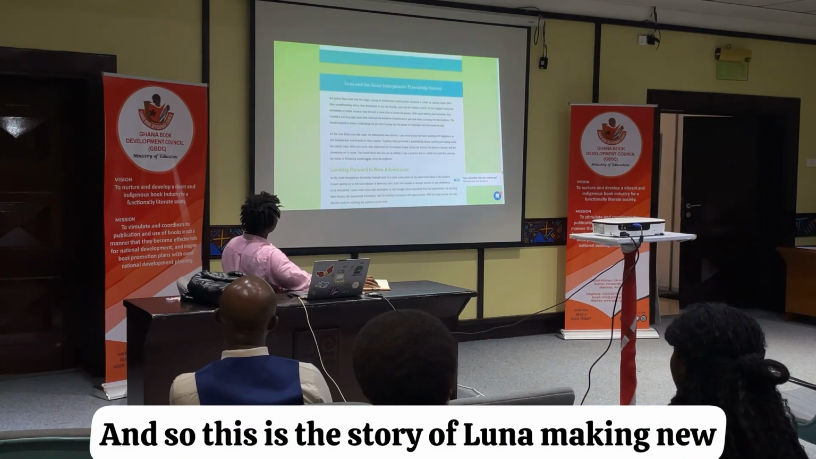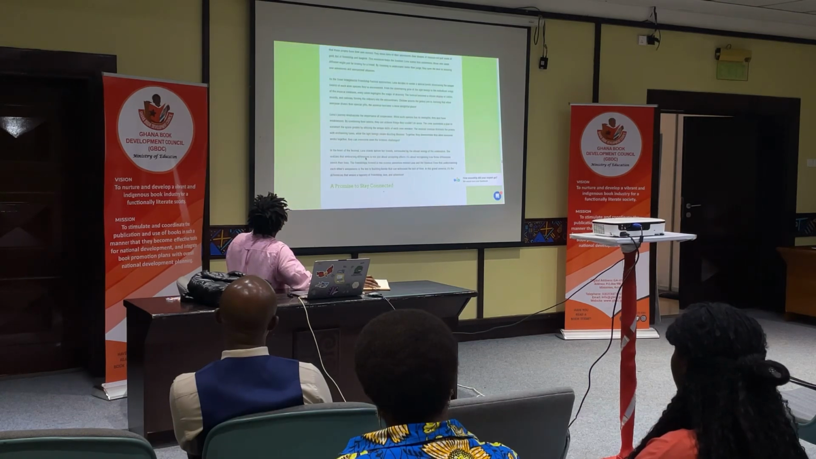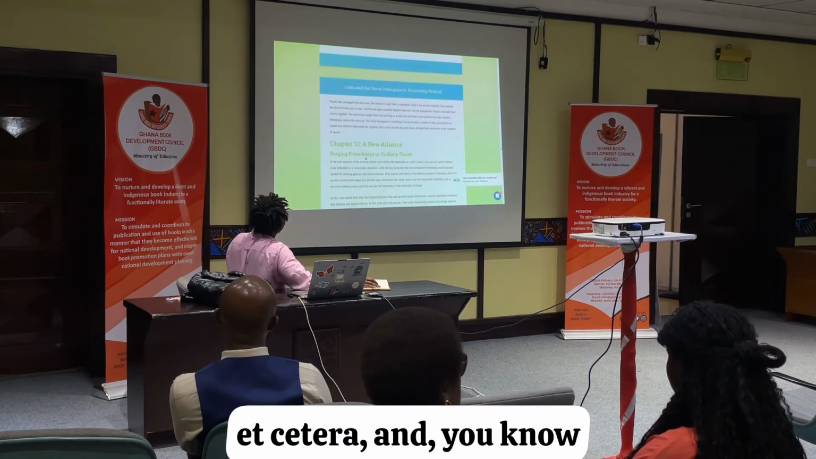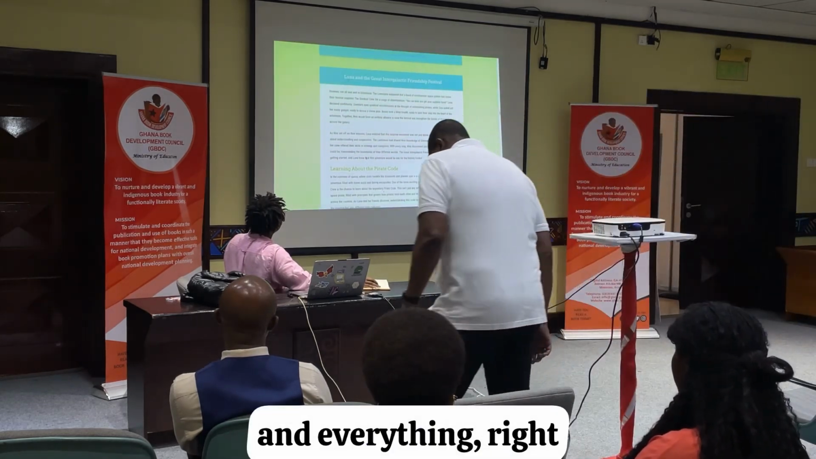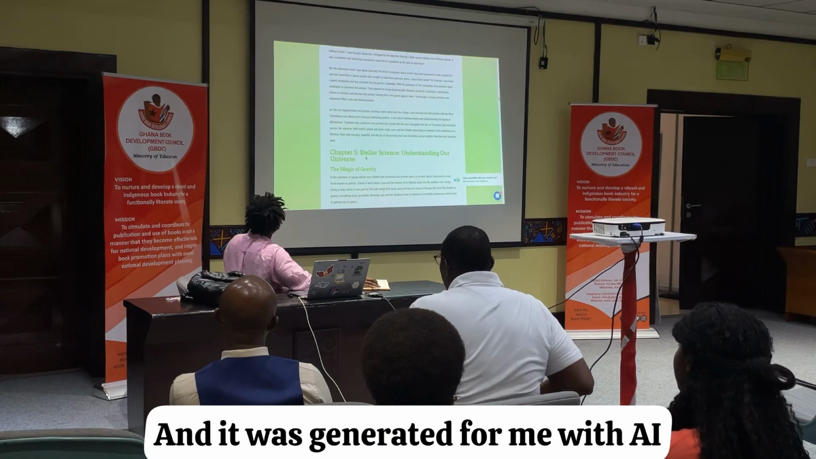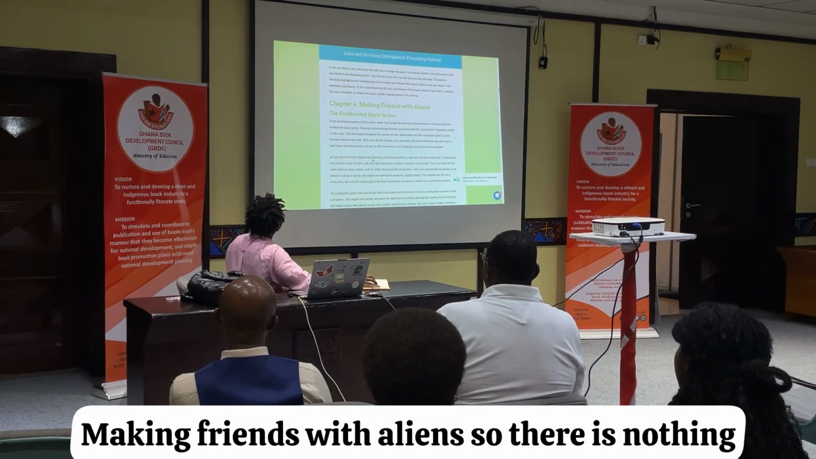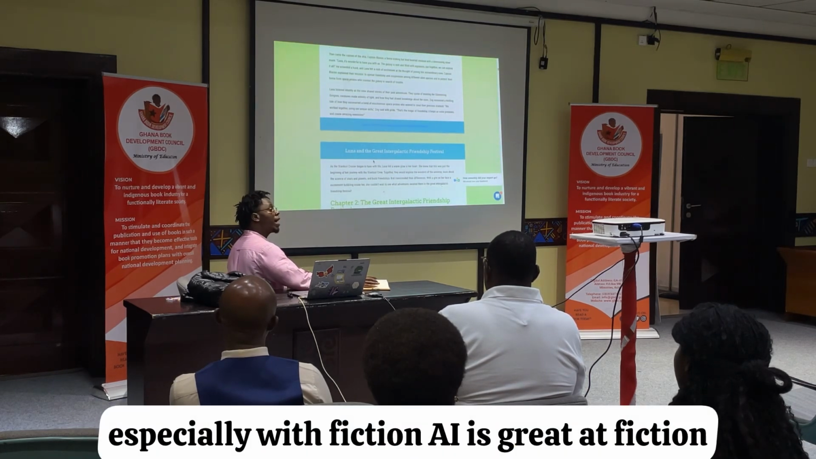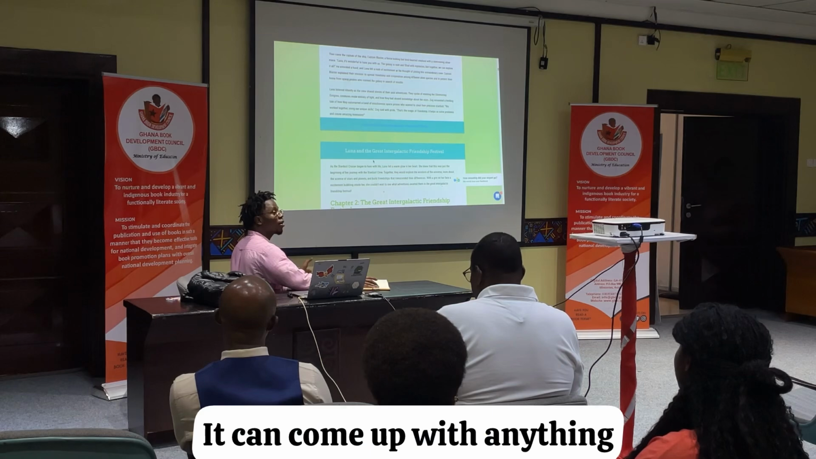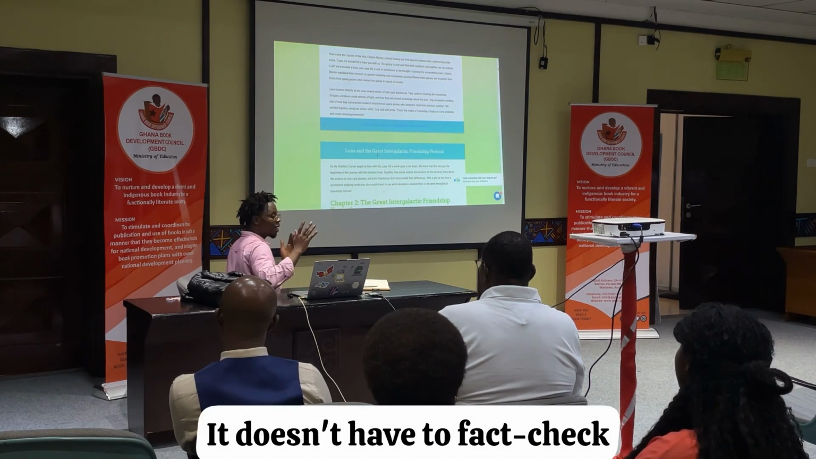And so this is the story of Luna making new friends, new adventures, and forging new friendships and everything, right? And it was generated for me with AI, making friends with aliens. So there is nothing, especially with fiction. AI is great at fiction. It can come up with anything because it does not have to tell the truth. It doesn't have to fact check.